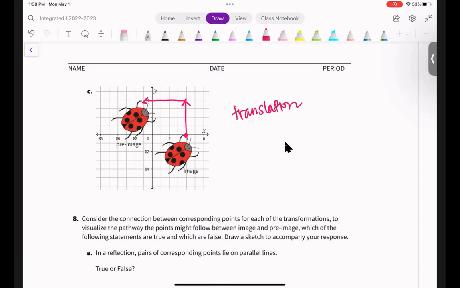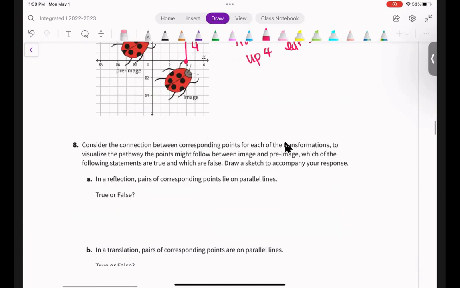There you go. That's better, right? So he moved up 4, and he moved left 5. So you would say something along those directions. Up 4, left 5 units. All right. Is everybody okay with that? Very good. Okay, next part.